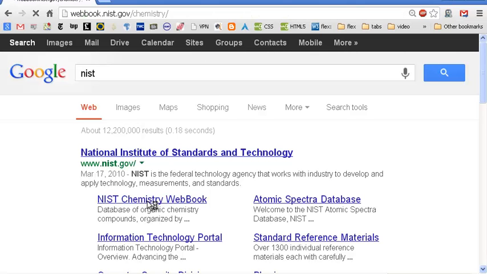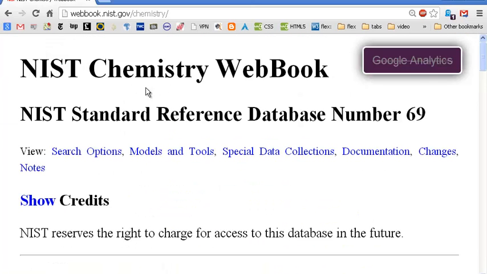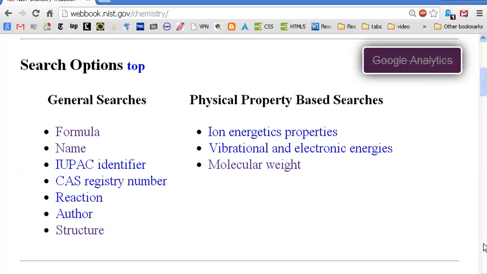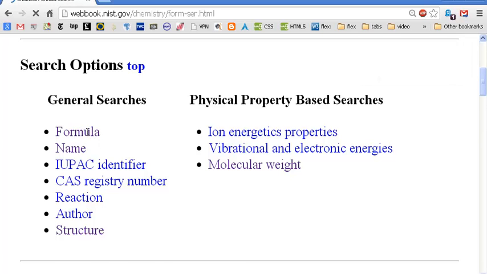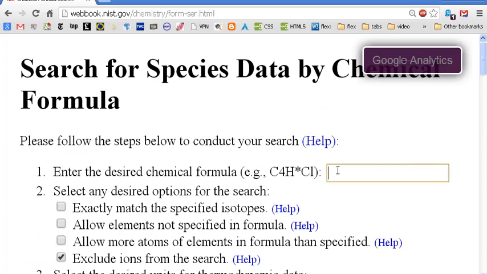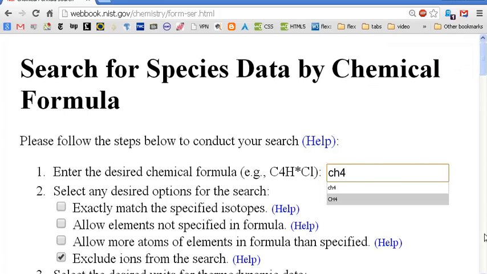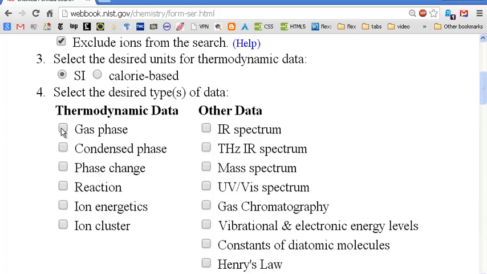All right, let's check this out here. I have a slow internet connection at home. Here we go, the NIST Chemistry WebBook. And what we can do is search. Let's search by formula. And let's enter in, say, CH4. So we're going to get some data for methane. And let's get some gas phase thermodynamic data for methane.